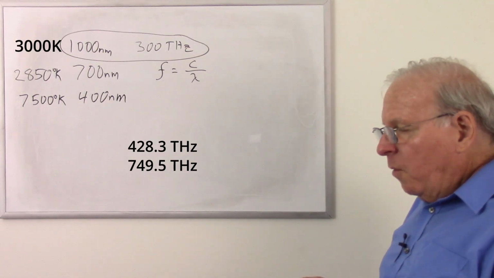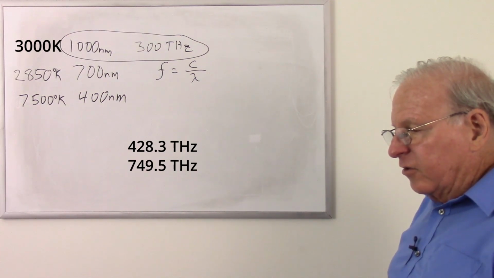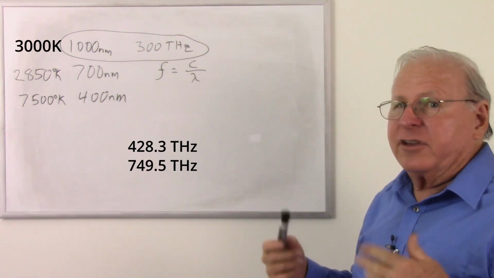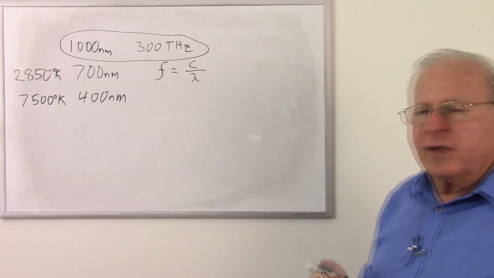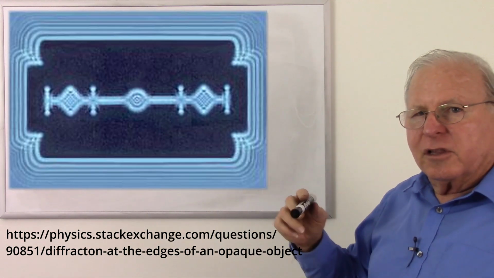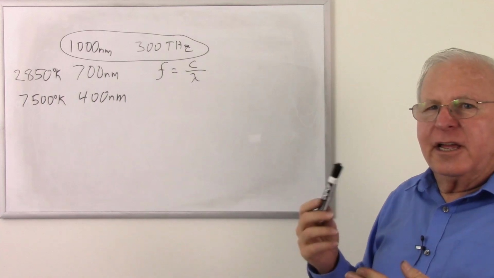So what else do we know about light? That's the basics of it. Does light diffract? It's electromagnetic radiation. It's waves. Yes, it diffracts. You can see that in shadows. Here's a picture of light going past a razor blade, and you can see that there's little fringes because of the diffraction. So it does diffract. It does reflect.